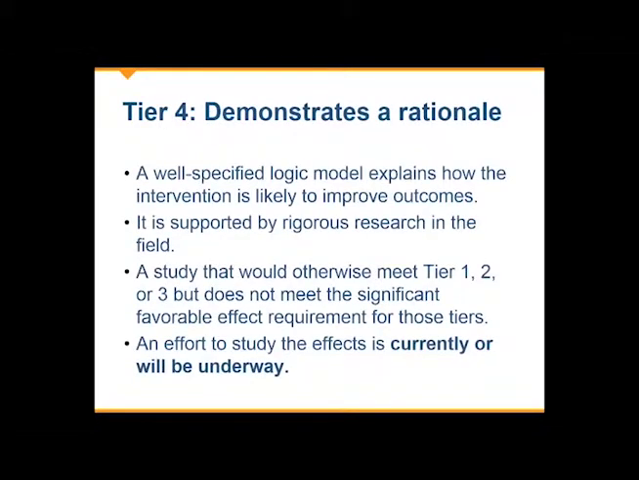And then Tier 4 demonstrates a rationale, and this is a well-specified logic model explaining how the intervention is likely to improve outcomes. And so it's supported by rigorous research in the field, but it hasn't been tested by research. A study would otherwise meet Tier 1, 2, or 3, but it doesn't meet that significant favorable effect requirement, and an effort to study effects is currently or will be underway.